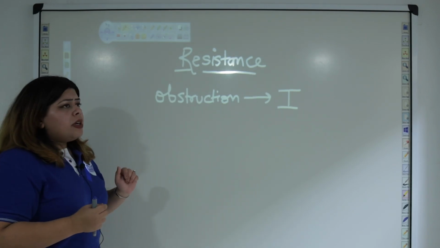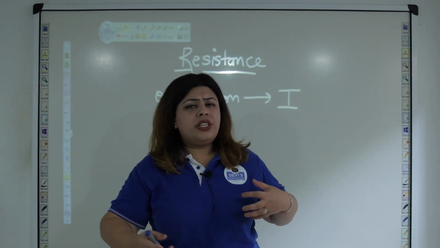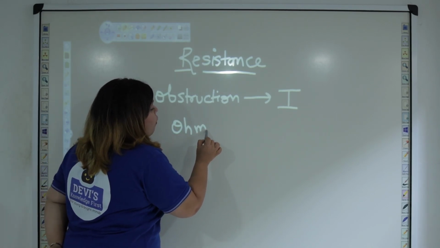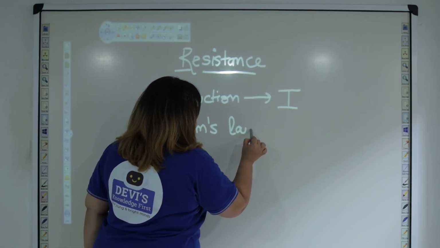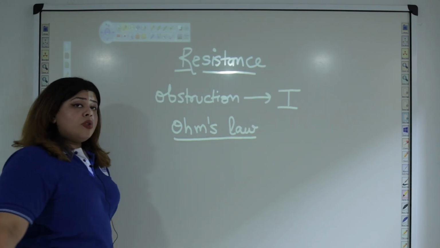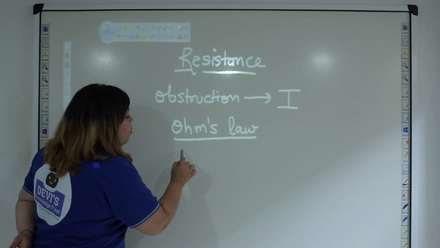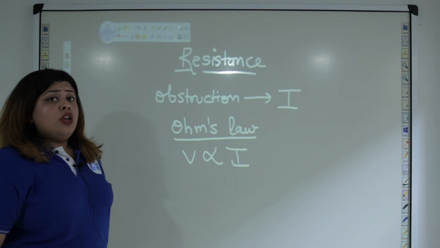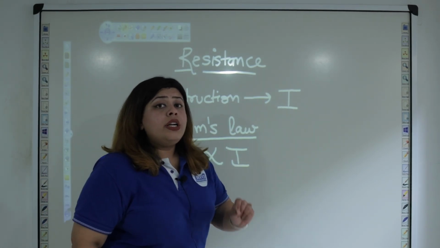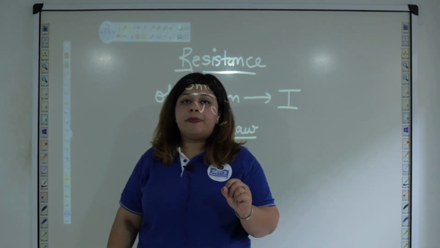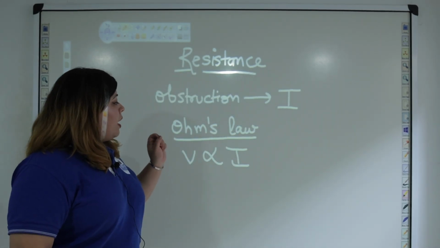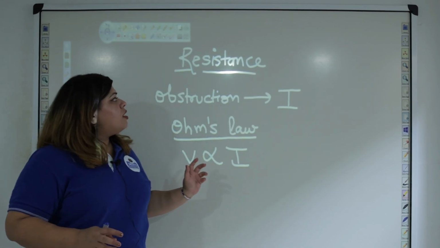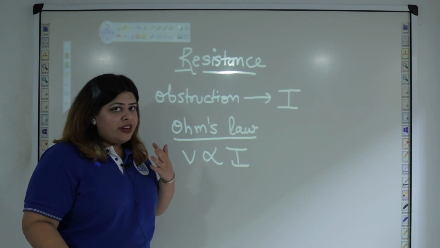Now, when we talk about resistance, how are resistance, current, and voltage all related? They are related to each other through Ohm's law. What is Ohm's law? Ohm's law states that voltage is directly proportional to the current. So what does that mean? As the voltage, the potential difference applied to the circuit, is increased, the current also increases. And as the current increases, of course, there should be a requirement of resistance.